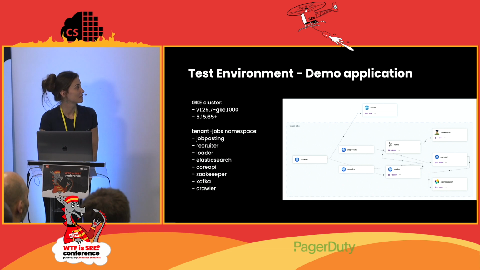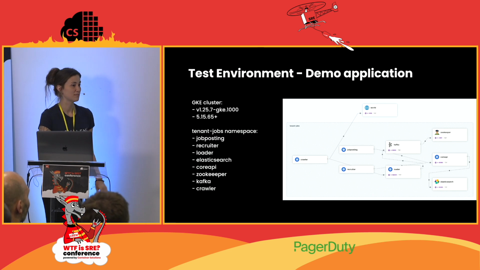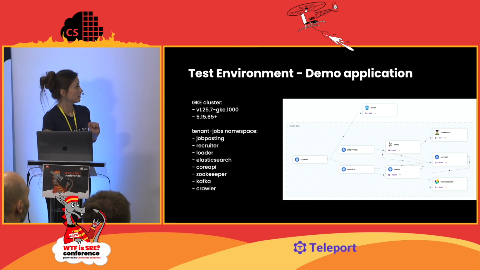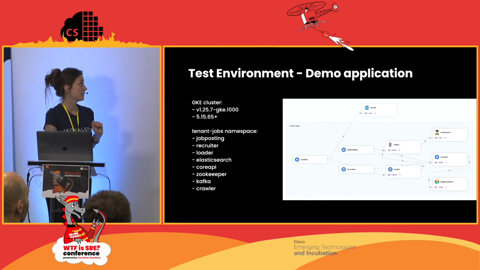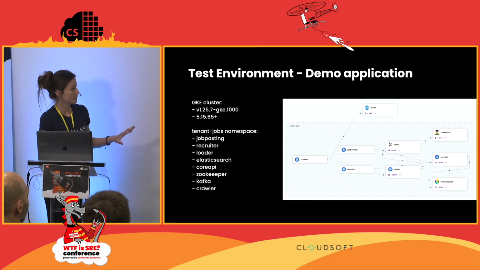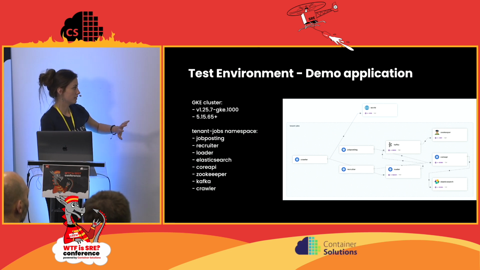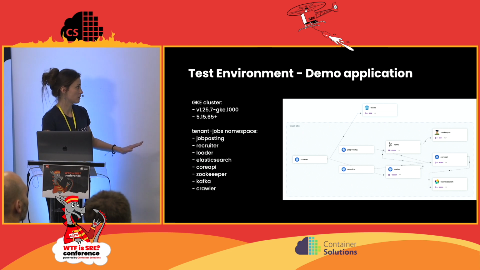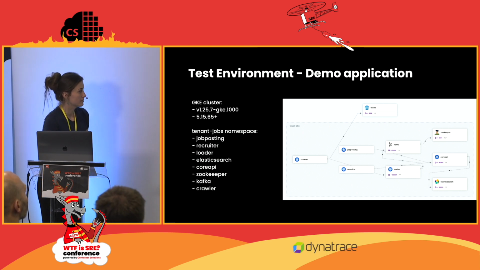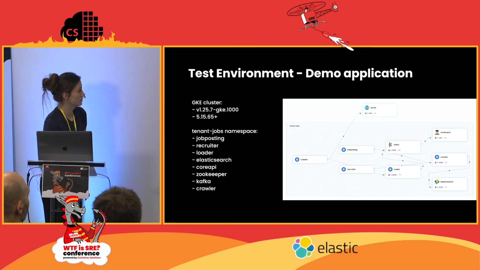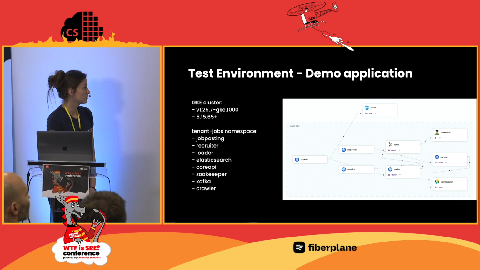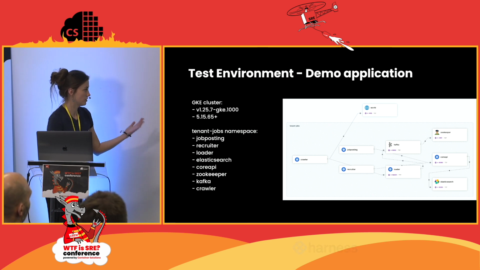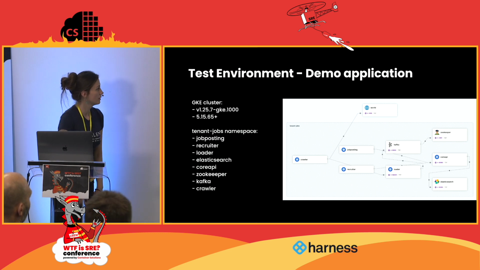All right. So for the test environment, I have a one node GKE cluster. It's running the 5.15 kernel version, and the Kubernetes version is 1.25. On that, I deployed a super simple demo application running in the tetragon-jobs namespace. We can see some services here, like job posting, recruiter, loader. We have some databases like Zookeeper, Elasticsearch, and Kafka, and a crawler, which is just getting some data out from those.